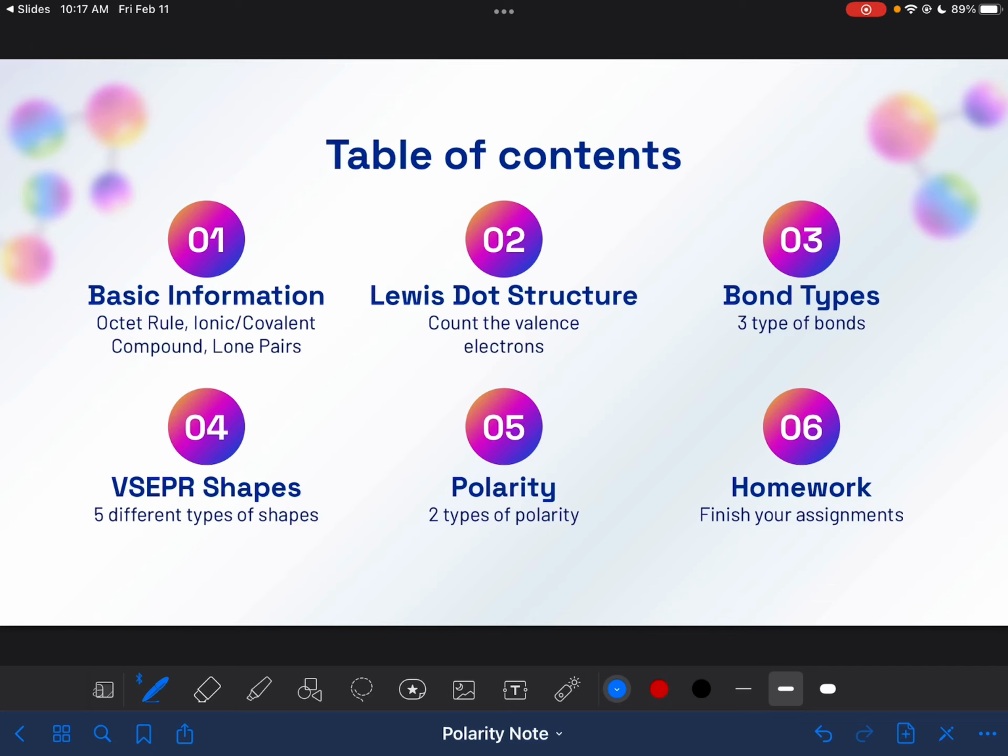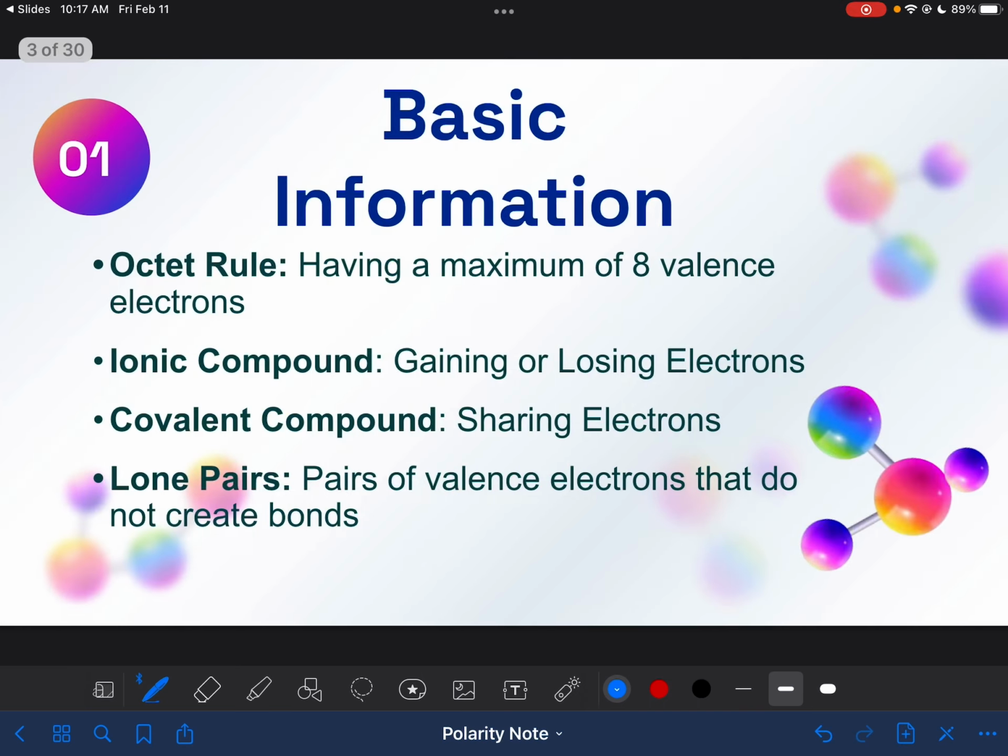So here we go. Here are the couple things that we're going to talk about today. One is the basic information, which is something that you guys probably have heard from our previous lessons. Next, we're going to talk about Lewis dot structures, which basically means drawing out shapes. Following, we're going to talk about bond types, and then the VSEPR shapes, polarity, and let you guys work on the homework assignments afterward. So always remember, if you need to pause the video before going on to the next part, feel free to do so.